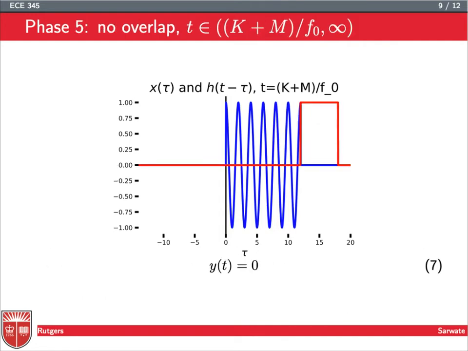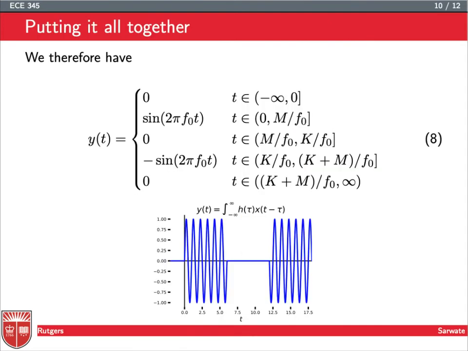And then in phase 5, we have no overlap, and the output signal is 0. And it continues to be 0 as we slide on and on. The box no longer overlaps with our beep. So putting it all together, we have that the signal is 0, then it's a little bit of transient in a sine, then 0, then transient of a sine, and then 0. And we can write down the limits where all these transitions happen using the 5 phases of integration. And so this is a visualization of what the output looks like.